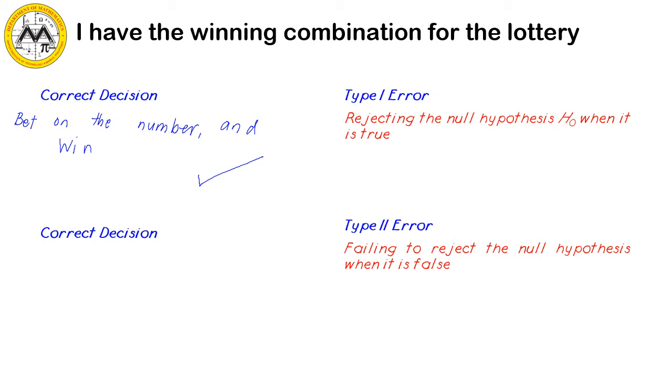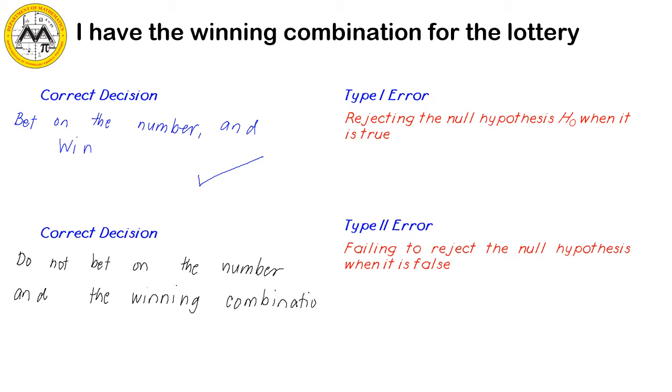Another correct decision is you do not bet on the number, and the winning combination is different. So you do not lose any money on betting on a number which would not come out on the lottery.